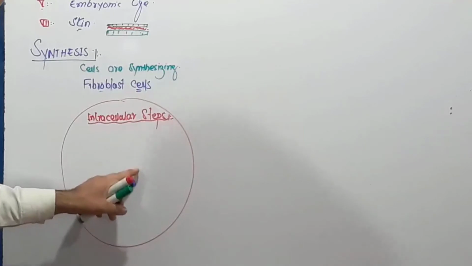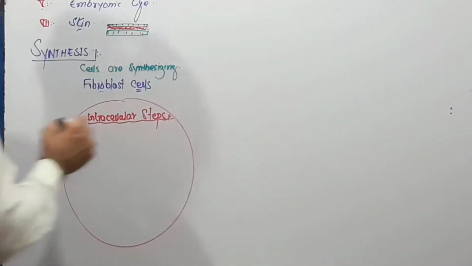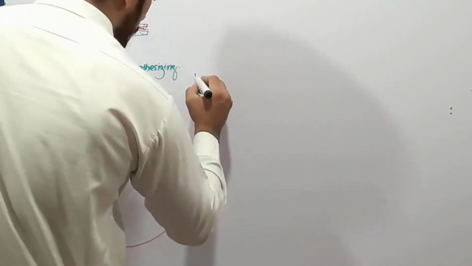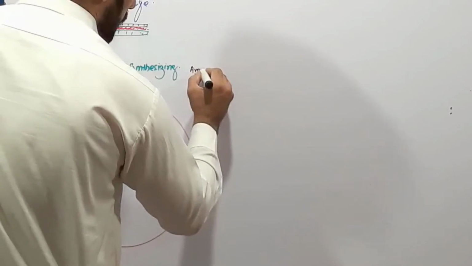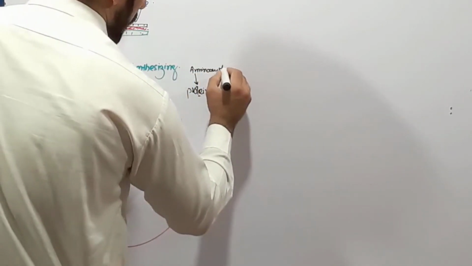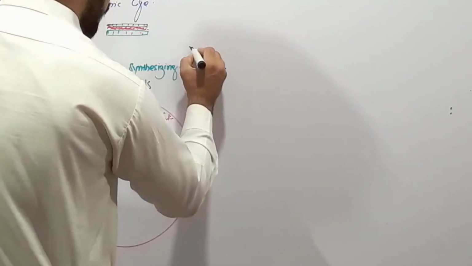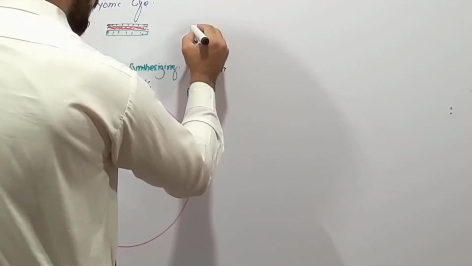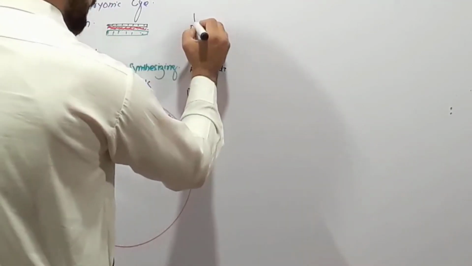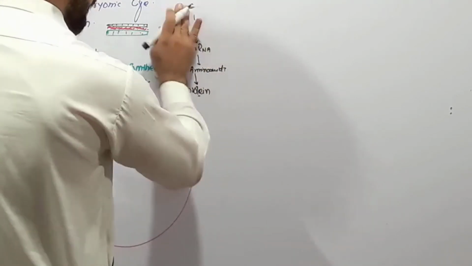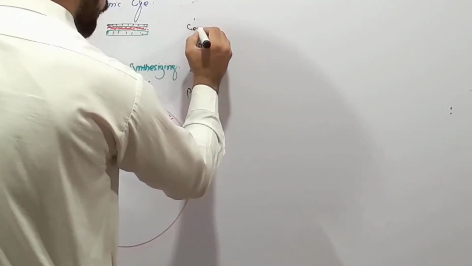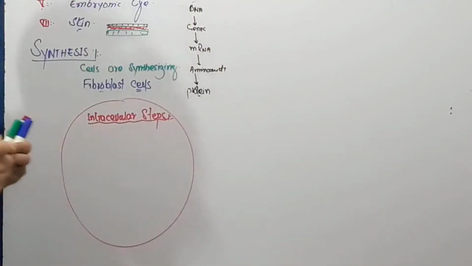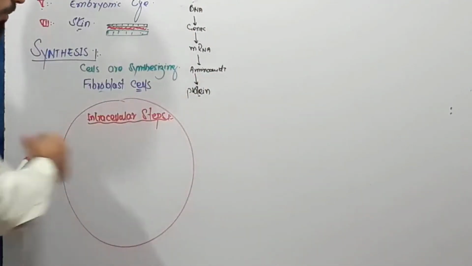fibroblast or any other cell for synthesis of collagen fiber: collagen fiber is a protein, right? It is a protein and we know that proteins are made up of amino acids, right? And in order to bring amino acids we should have a messenger RNA, and in order to have messenger RNA we should have DNA, and on this DNA we should have, I'll write here, for messenger RNA we should have genes, and for genes we should have DNA, right? You know all these steps in preparation of proteins.